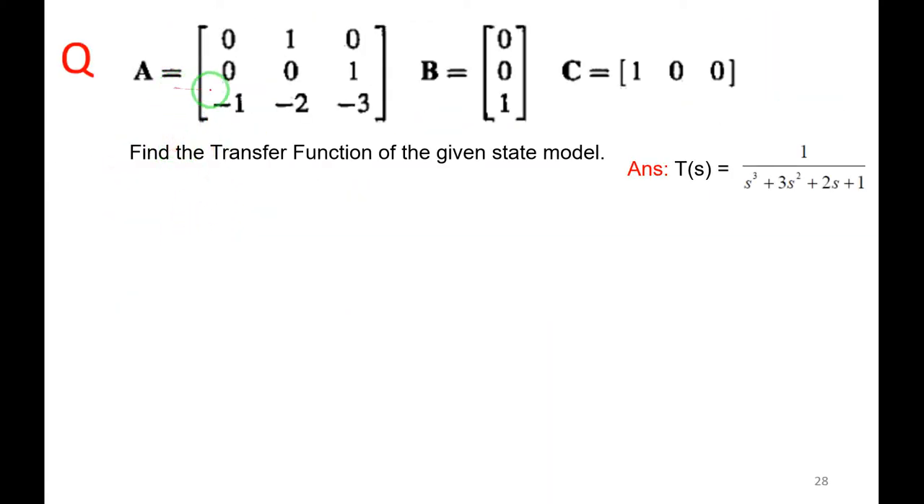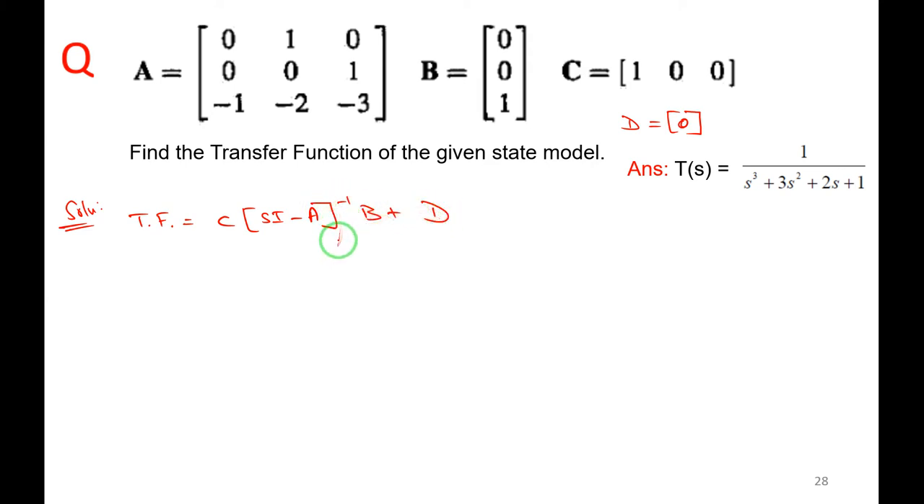Okay, matrix A is given, matrix B is given, matrix C is given. So find the transfer function of the given state model, they are asking, right? So solution: the transfer function is equal to C (sI minus A) inverse B plus D. D is not given, which means it is 0. It is not given here, right? D is 0 if it is not given. They should give also, right? D is 0. Is it fine? So transfer function is equal to C (sI minus A) inverse B plus D.